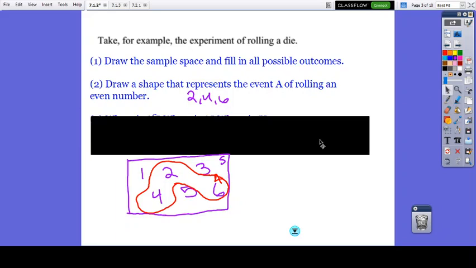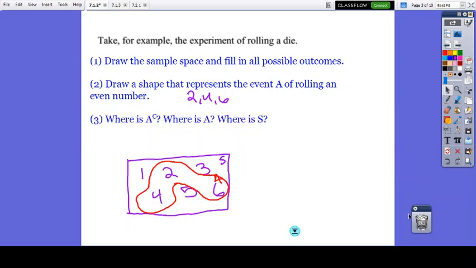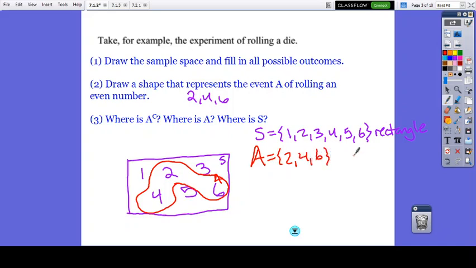And then lastly, where is A complement? Where is A? Where is S? So if we're going to recognize all of these different things, I'm going to start with S. S is 1, 2, 3, 4, 5, and 6, and it's represented by the entire rectangle. If you talk about A, A is just 2, 4, and 6. It's all of the even numbers, and it's represented by everything that's in that little squiggly shape that I made.